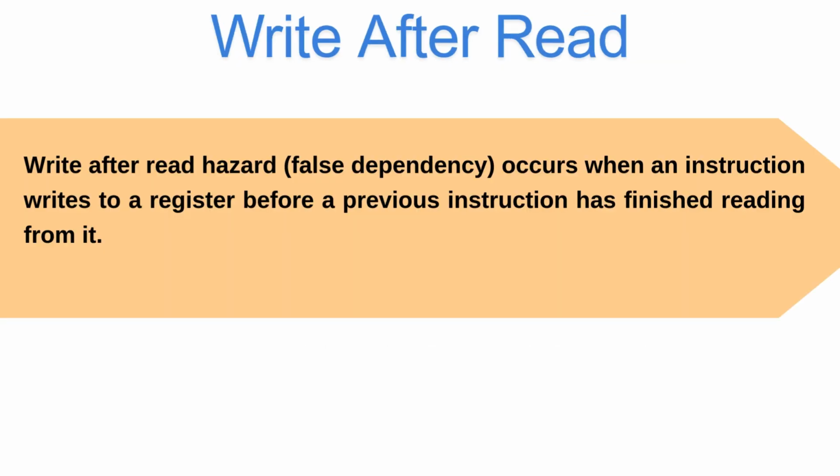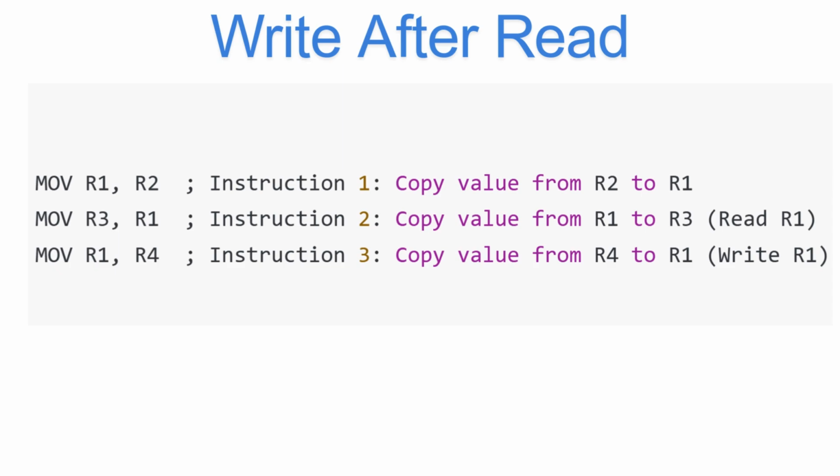The second type of data hazard is the write-after-read data hazard. It occurs when an instruction writes to a register before a previous instruction has finished reading from it. In this example, instruction 2 depends on the value of R1 from instruction 1, and instruction 3 overwrites R1 with a new value. If the third instruction is executed before instruction 2 is completed, it introduces a write-after-read hazard.